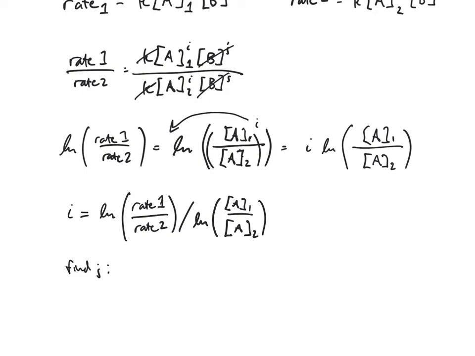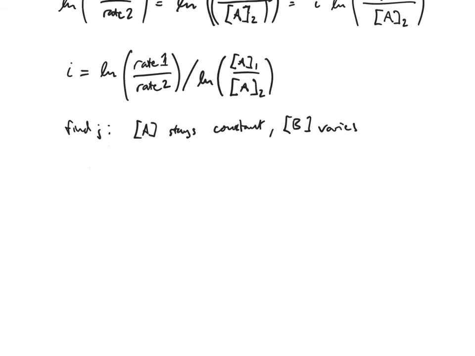We find j in the exact same way, but this time the concentration of A stays constant and the concentration of B varies between the two experiments. And then once you know all the orders, then k can be found algebraically using either of the experimental results. And I'd like to do an actual example of this right now. So I'm going to put down a table of measured rates and concentrations, and we'll solve the problem together.